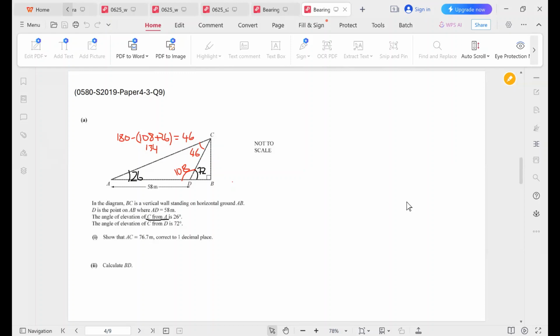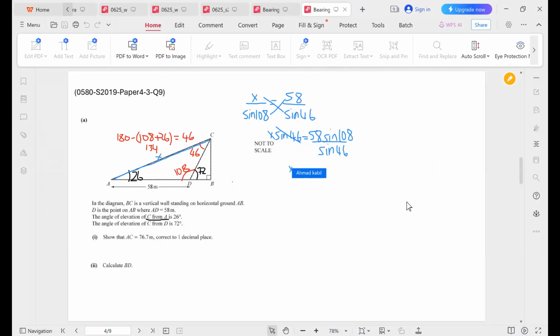Now, in order to find AC, we can simply use the sine rule. So let's call AC X. And then we can use the sine rule. X divided by sine 108 equals 58 divided by sine 46. We cross multiply. So X sine 46 equals 58 sine 108. We divide by sine 46.